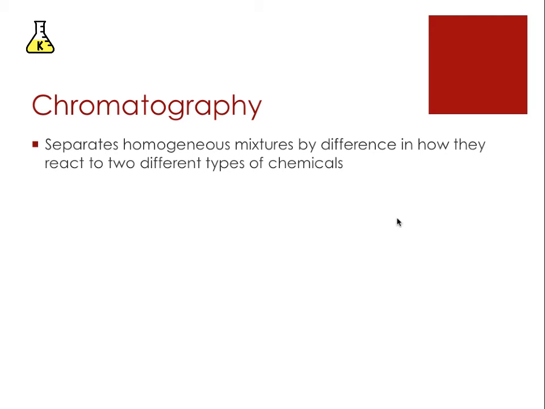So let's wrap this video up then with our final method of separation, a process known as chromatography. Again, just like distillation and liquid-liquid extraction, chromatography is all about separating, again, homogeneous mixtures, but again, we're exploiting a different difference this time. We're going to exploit how this compound reacts to two different types of chemicals, something we'll refer to as the mobile phase and the stationary phase. This is a much more complicated form of separation, and it comes in many different varieties depending on the types of materials you're trying to separate.